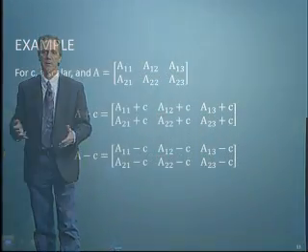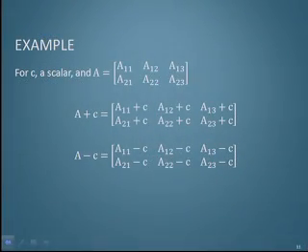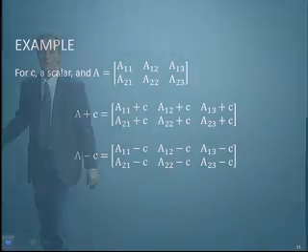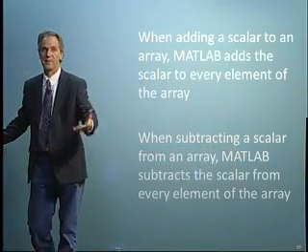So for instance here, where you see that I have A plus c, where little c represents just a single number, a single scalar, instead of that being an error, what MATLAB automatically does is it adds c to every one of the 6 numbers in A. And then if you subtract a single number from A, it's going to expand c, so there's 6 of them, and it's going to subtract it from every one of the elements in A, if you do A minus c.